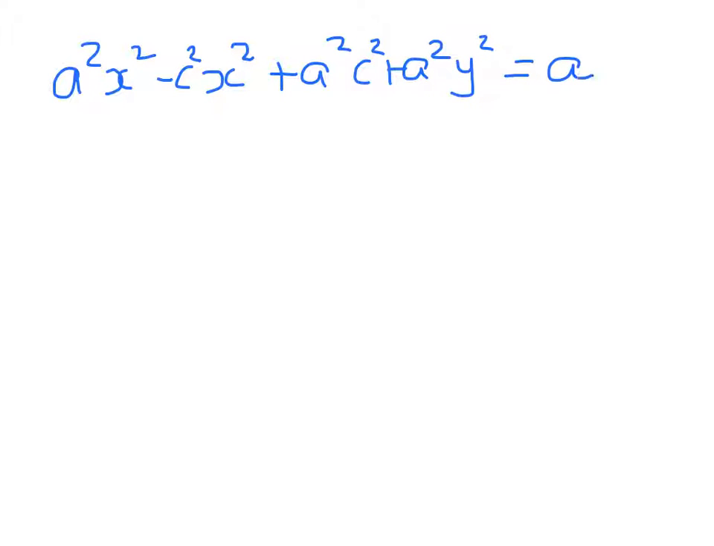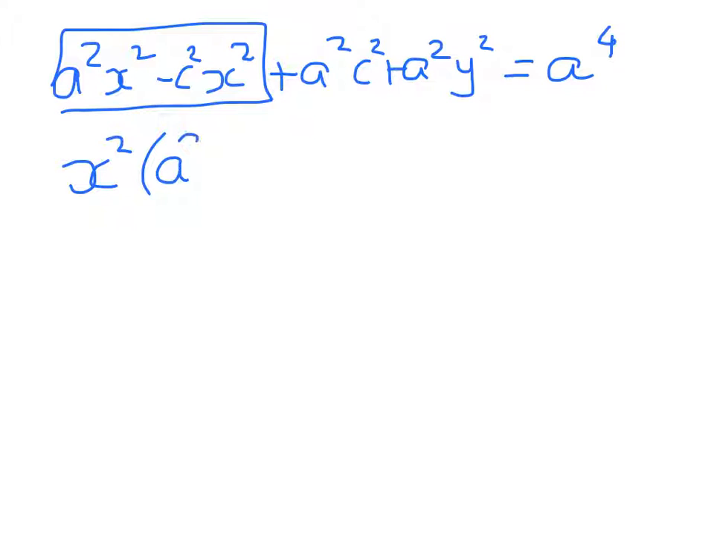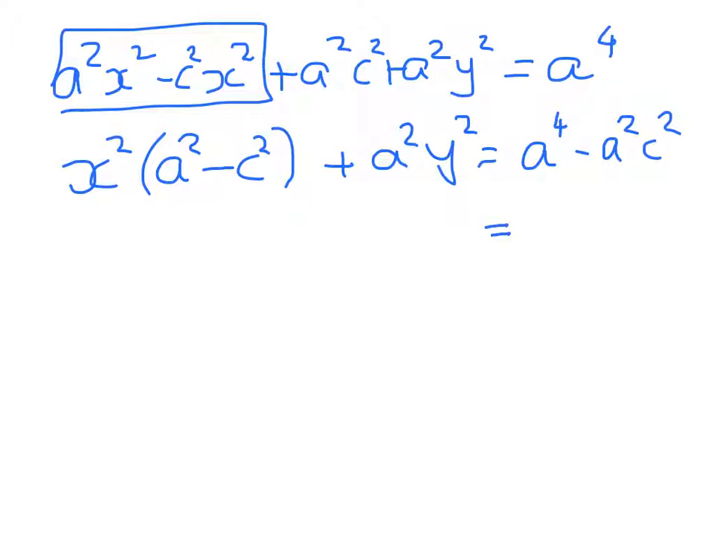Okay, so a squared x squared minus c squared x squared, bringing that over, plus a squared c squared plus a squared y squared equals a to the power of 4. So that's getting everything to one side except for the a to the 4. Now we're going to look at our x squared. Let's factorise what we've got with x squared. A squared minus c squared plus a squared y squared is equal to a to the 4 minus a squared c squared. So that equals a squared times a squared minus c squared.